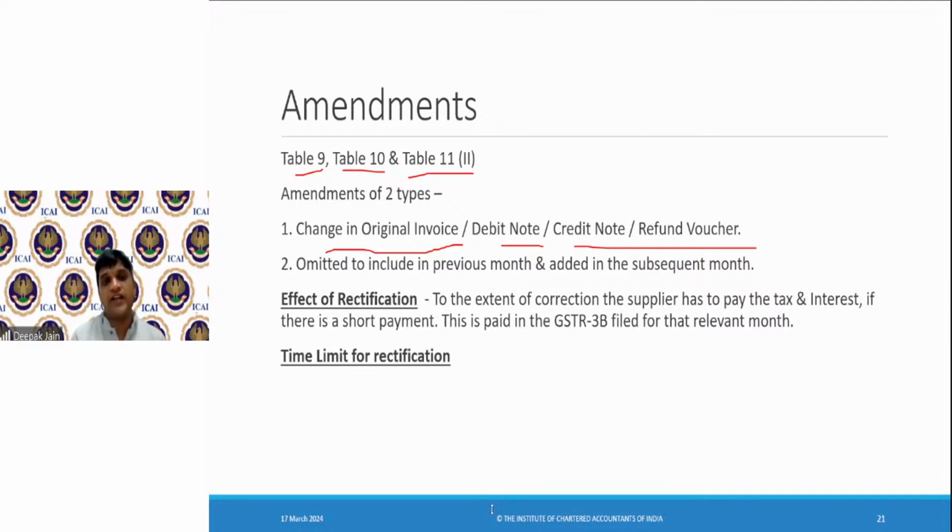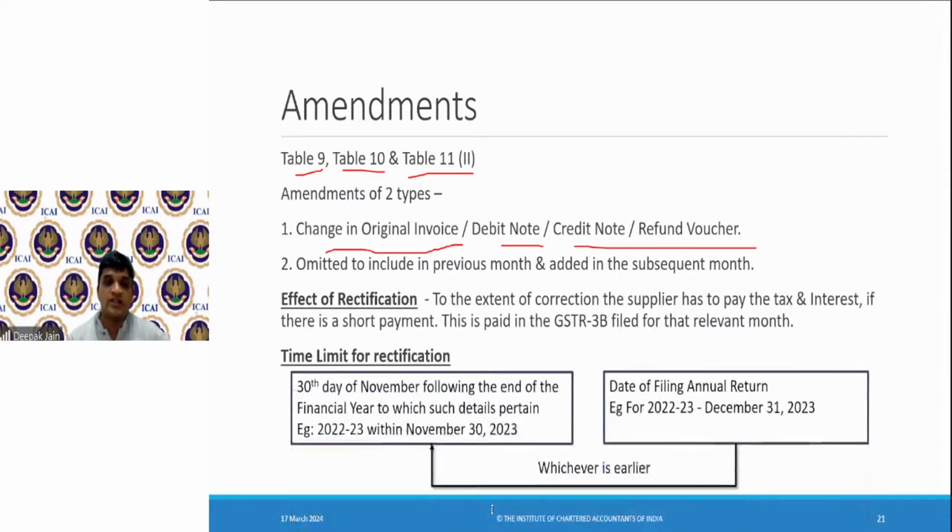Time limit for rectification. Up till what time can you do the rectification? 2017 GST has started. That time my invoice was wrong. My customer came now saying that my scrutiny is happening and I see that your invoice, what you have reported to me, is wrong. Can I do the correction now? I cannot do the correction. There is a time limit for rectification. What is this time limit?